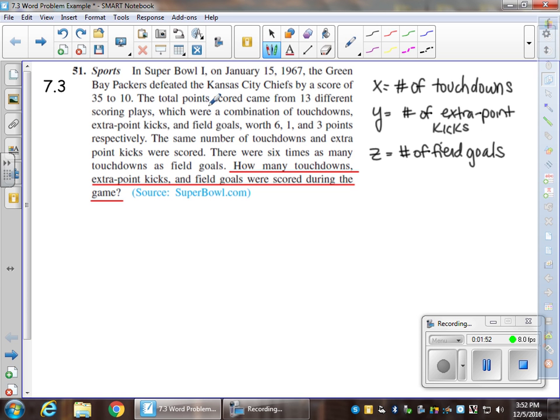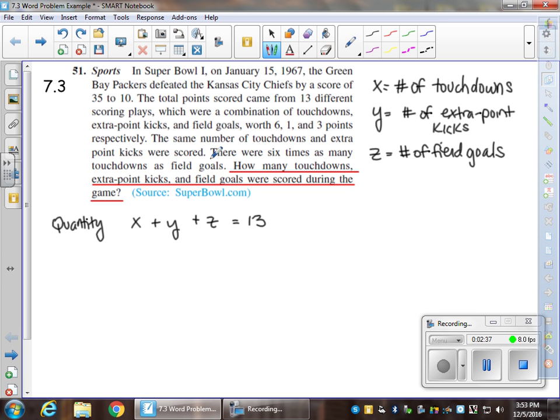Well, first thing I notice, total points. That word total makes me think about an equal sign. So total points came from 13 different scoring plays. Some combination of these three ways of scoring, how many of them were there? 13. Let's make that our first equation. Just to keep these organized, let's think of this as a quantity equation. So x plus y plus z: some number of touchdowns, extra point kicks, and field goals totaled 13 plays total.